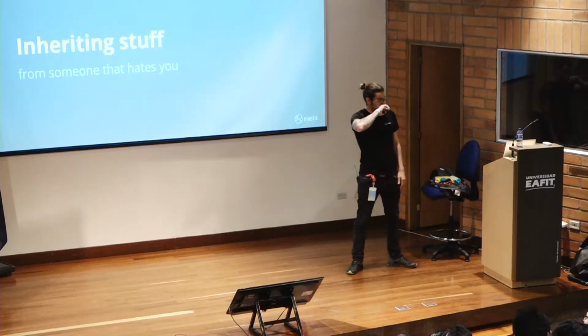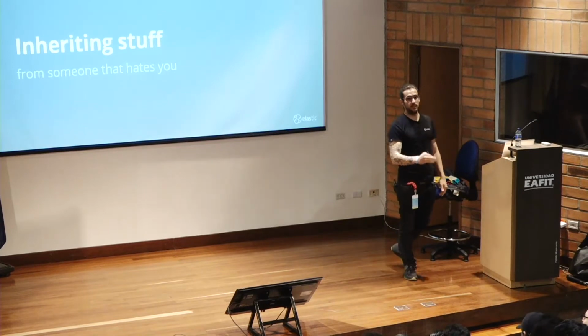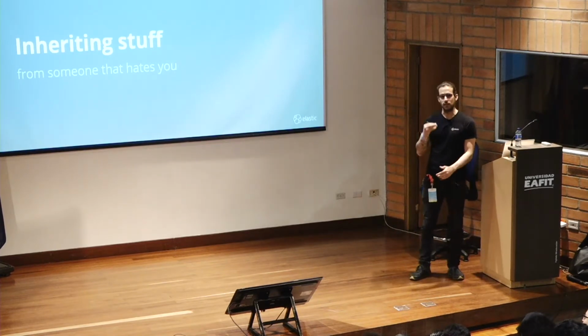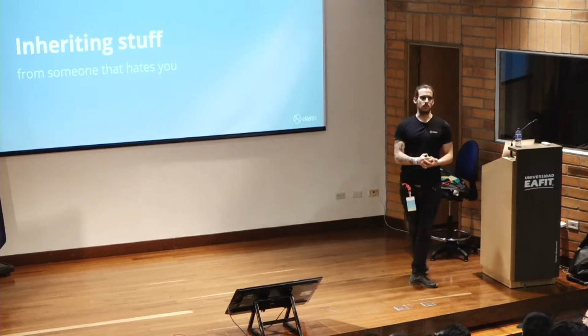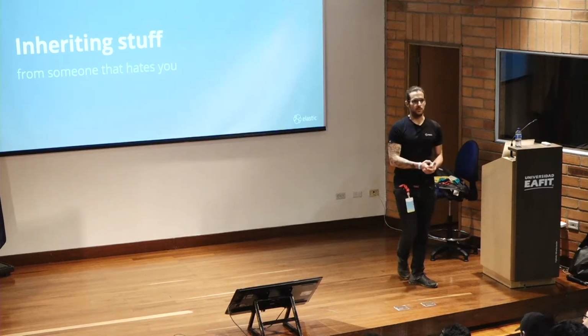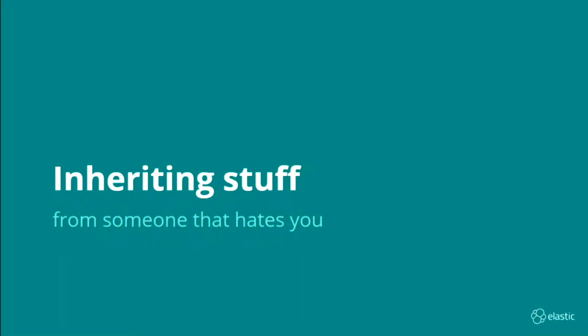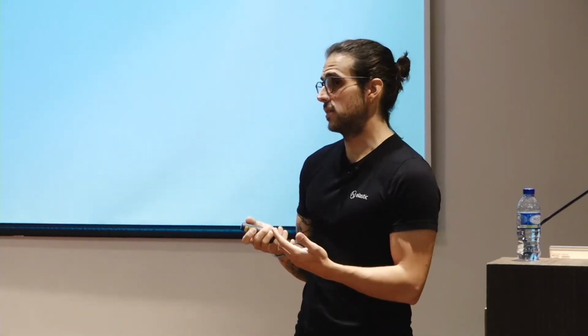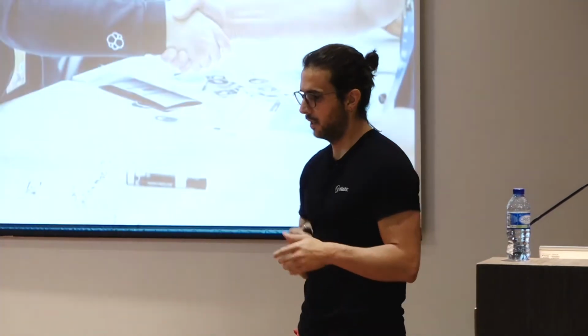All right, inherited stuff from someone that hates you. Why from someone that hates you? Because someone that hates you will create the worst case scenario for you when you have to inherit code. The best case scenario is that you inherit code from someone and the project is just flowers and rainbows and it all smells good. But the real world teaches us that that's not the case most of the time. So we're going to go through the worst case scenario.